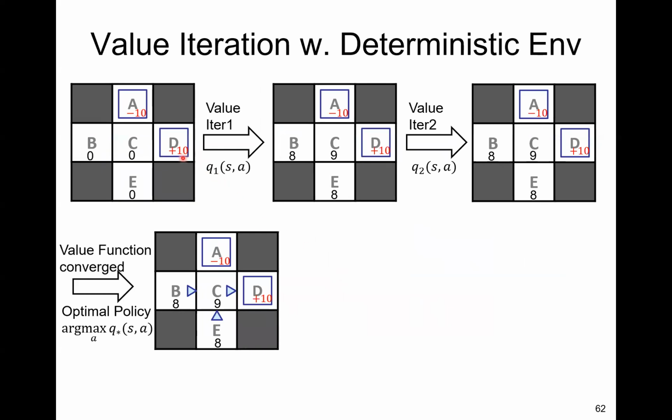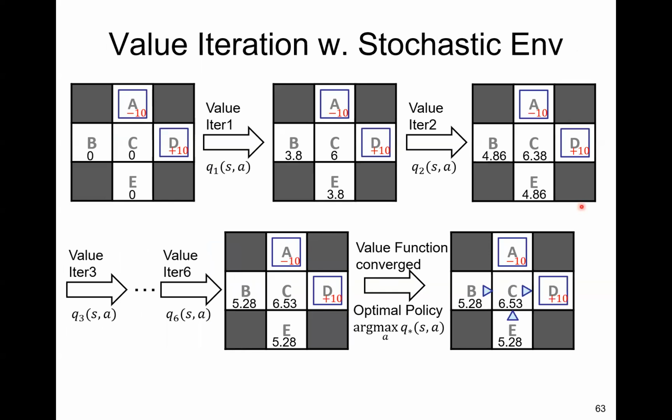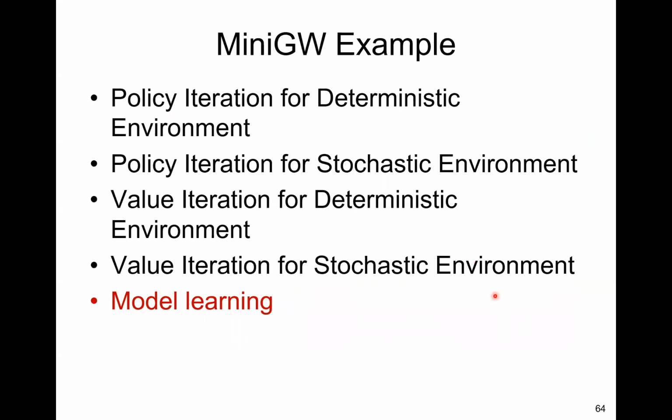For value iteration, you work out the set of nonlinear equations and solve them iteratively. After a few iterations, it has converged. Then you take the argmax of the Q star to get the optimal policy. Notice that you don't have the policy arrows for the intermediate iterations. For the stochastic environment, you just do more iterations until convergence, and then extract the optimal policy with the argmax operator. So any questions?